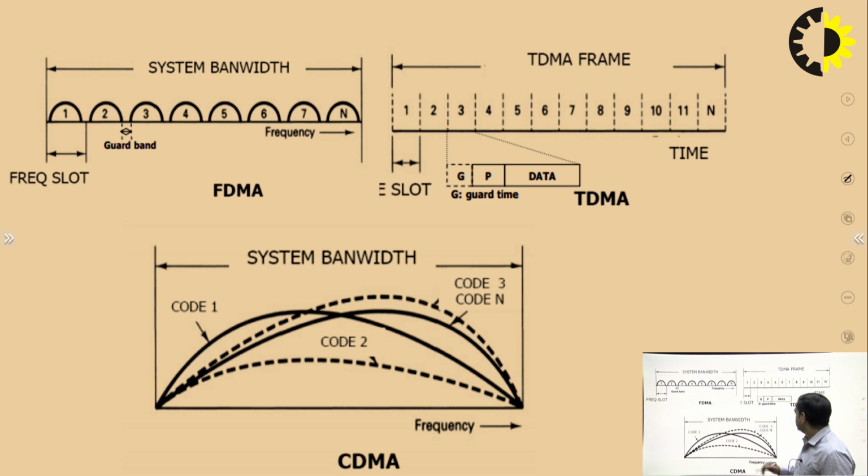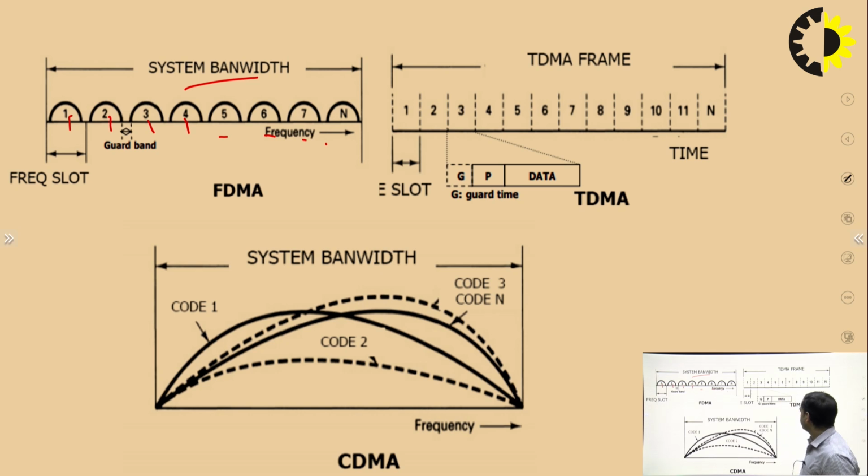So in one frame we can see how we have represented the FDMA system, in which the system bandwidth is divided by the different subcarriers. So this one is subcarrier number 1, subcarrier 2, 3, 4 and so on, right?